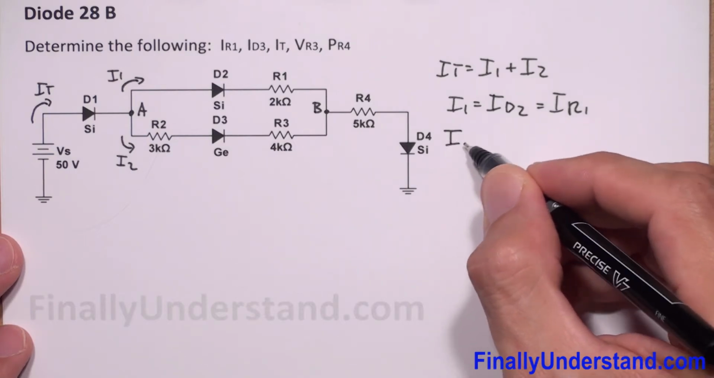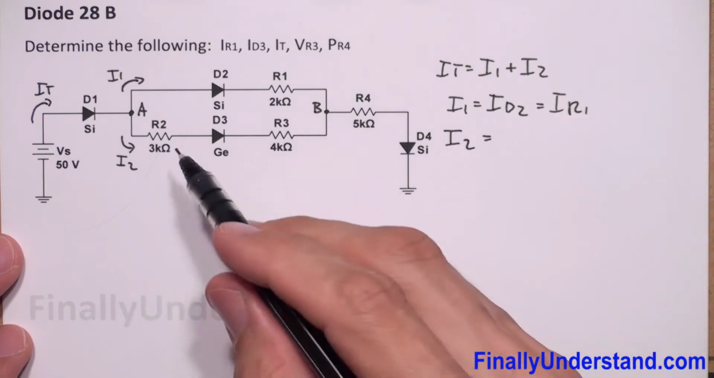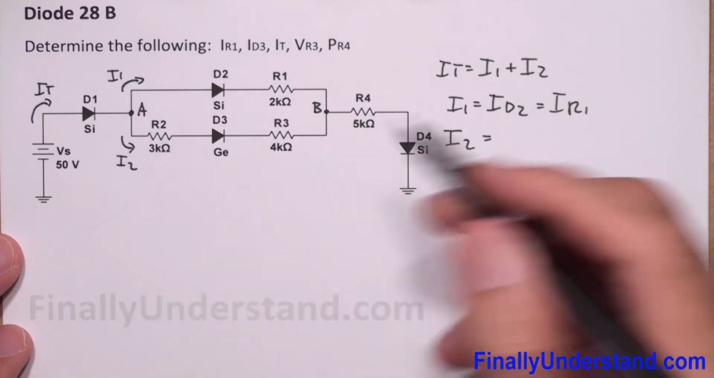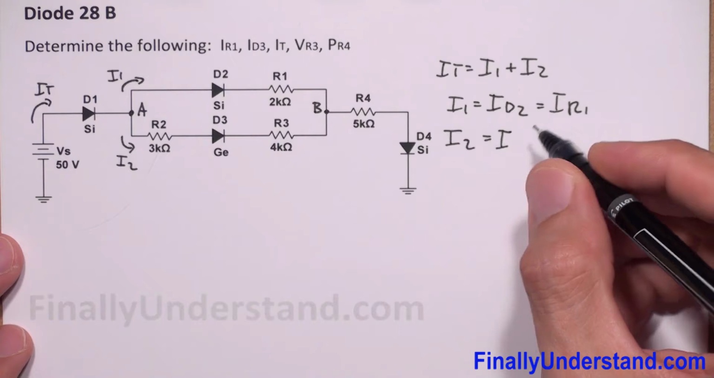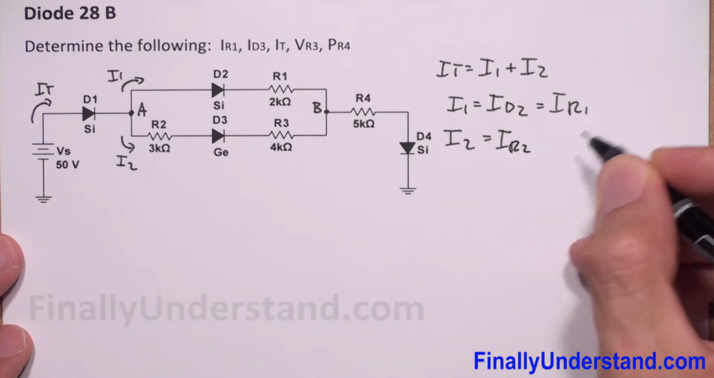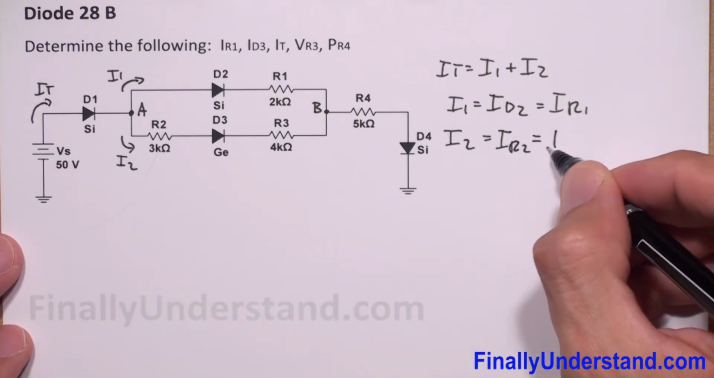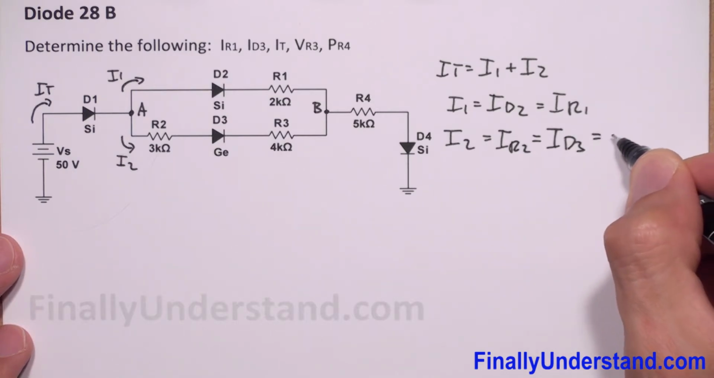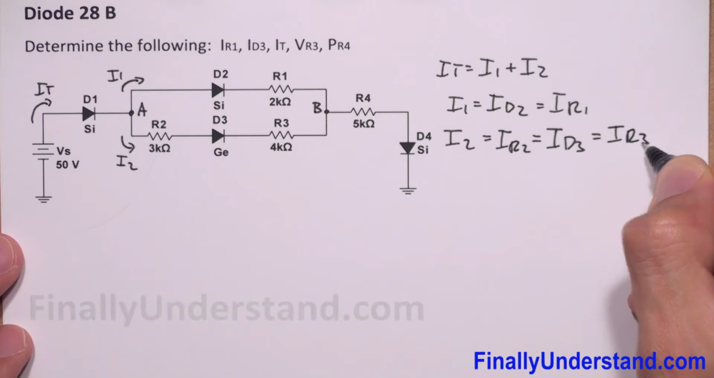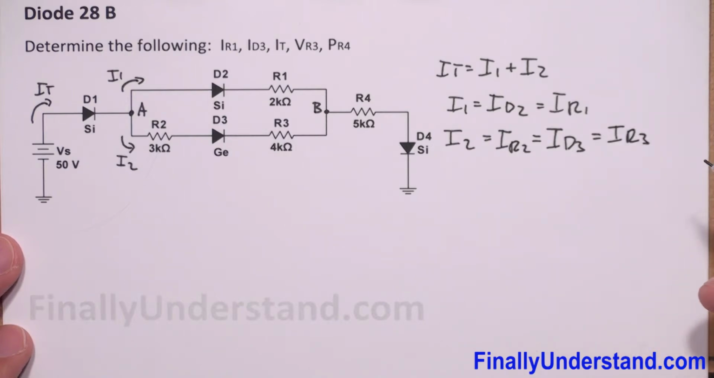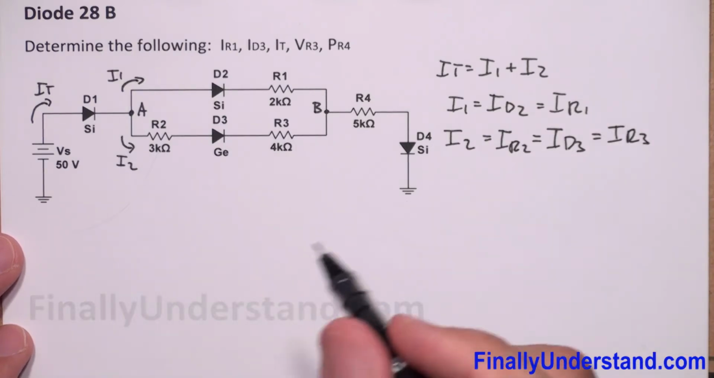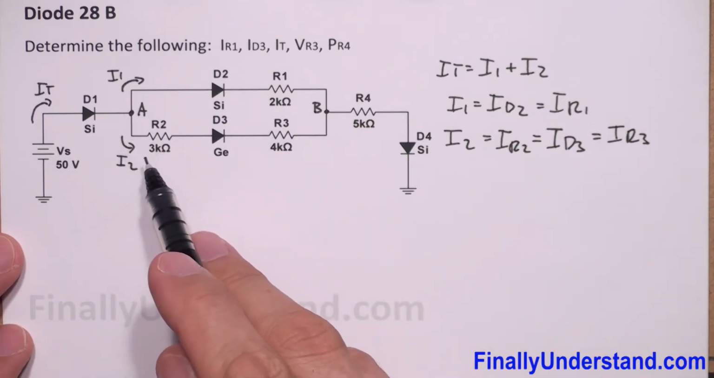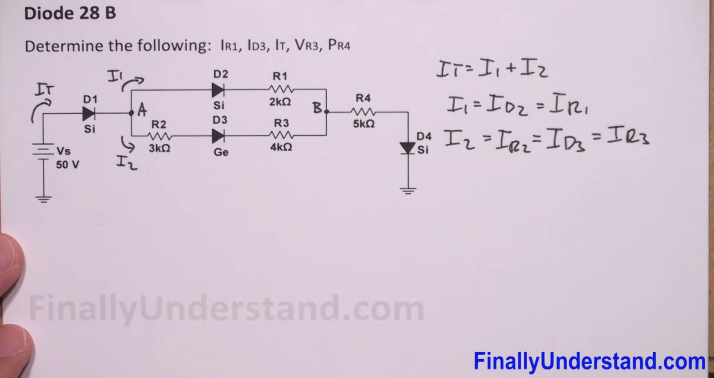I2 is the current which will go through this branch, and this is the same current which will go through the resistor R2. This is IR2. This is also current ID3, and this is also current IR3. So we have to find the formulas for currents I1, I2, and I total.